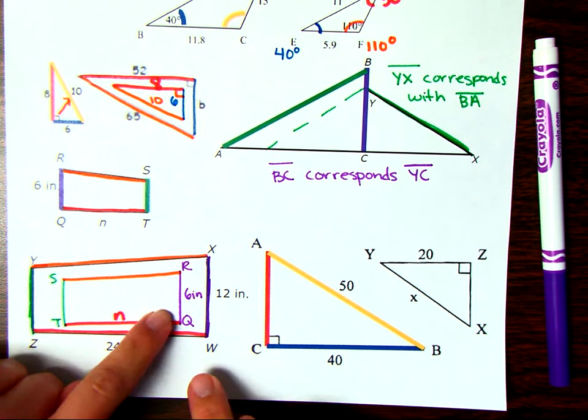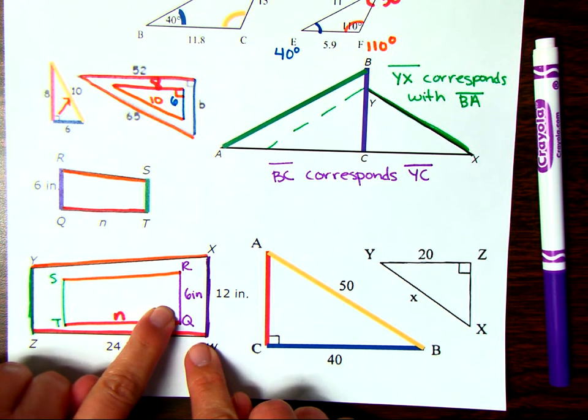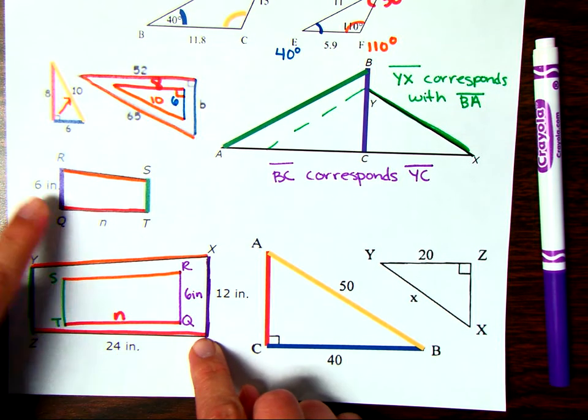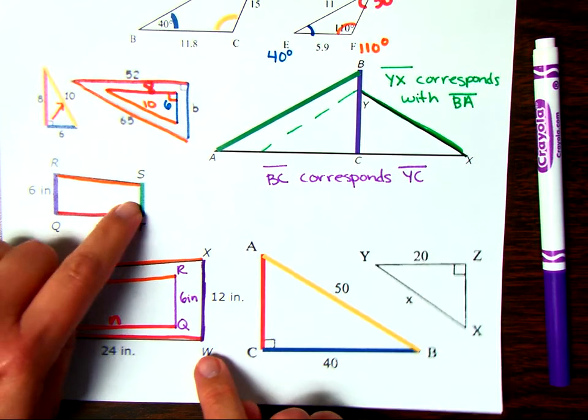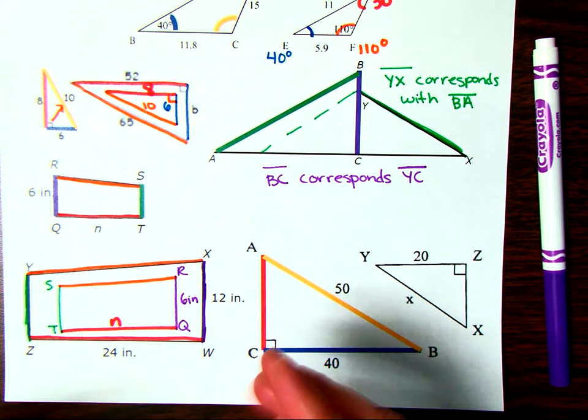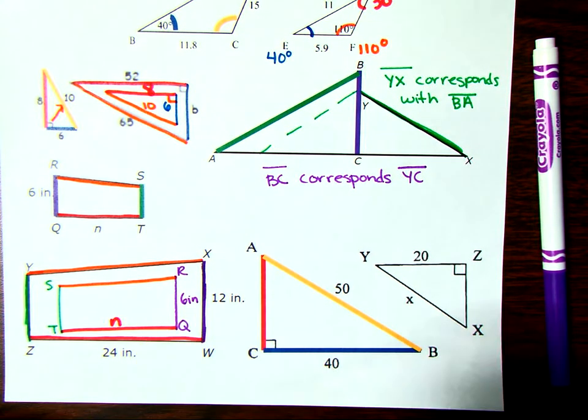Angle Q corresponds with angle W, so those would be the same measurement. But if we didn't reverse that and draw that smaller side in the bigger figure, we might think that angle T was corresponding with angle W, and it actually isn't. So that's why we want you to draw these out and visualize that.